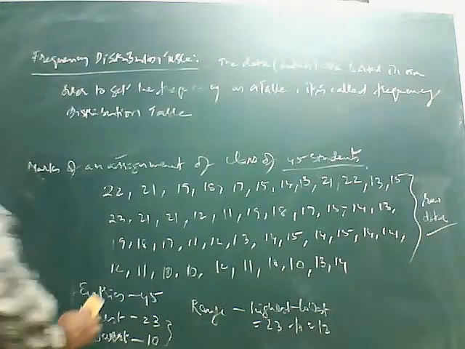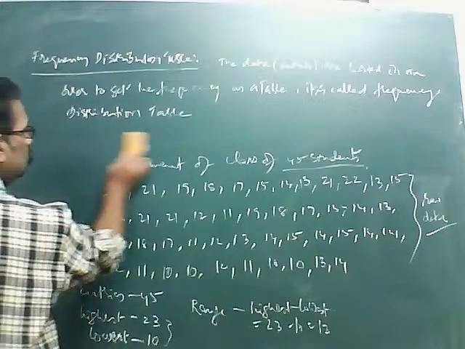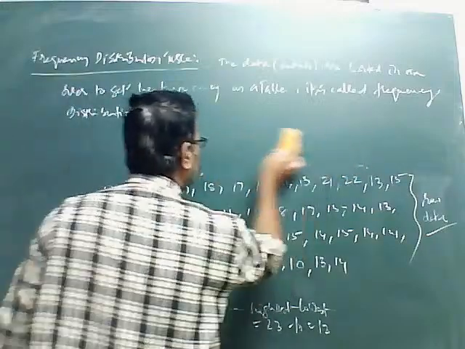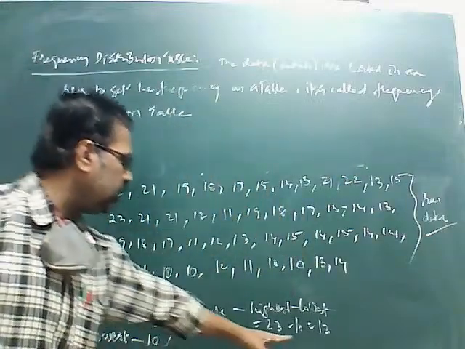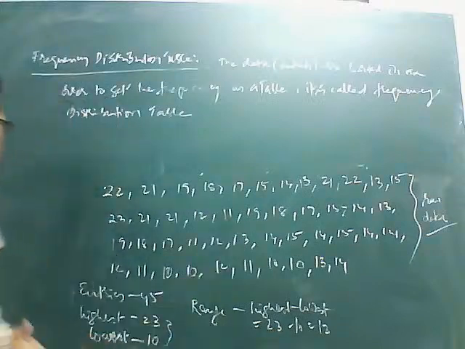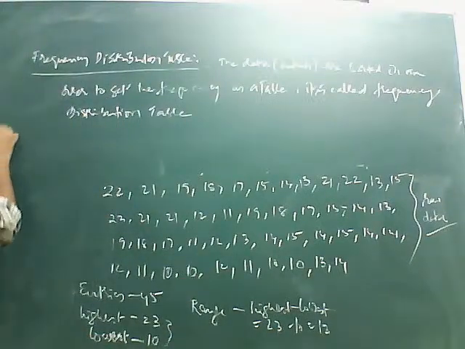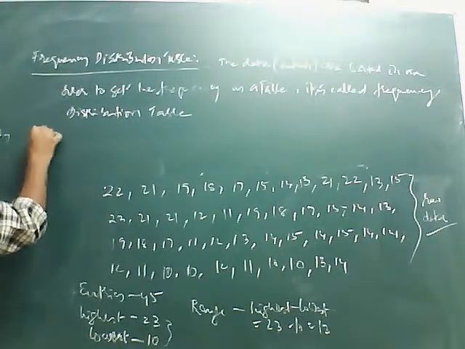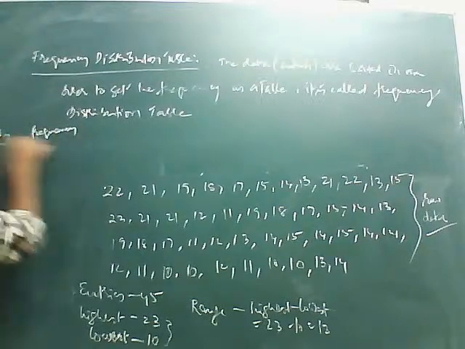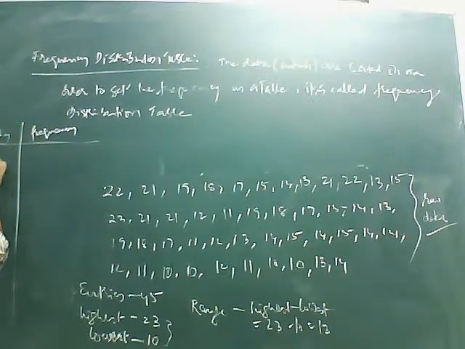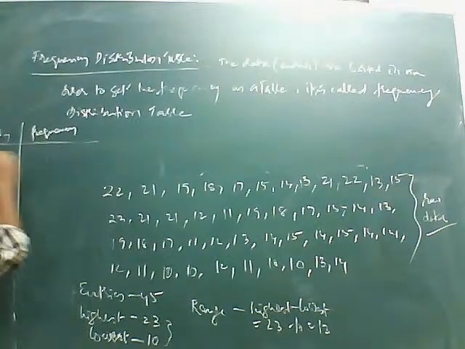Right? Now I'll make the table. The lowest value is 10 and the highest is 23. So I go with the entries and their frequency, how many times each is coming. I take like this: 10, 11, 12, 13, 14, 15, 16, 17, 18, 19, 20, 21, 22, 23, up to here.